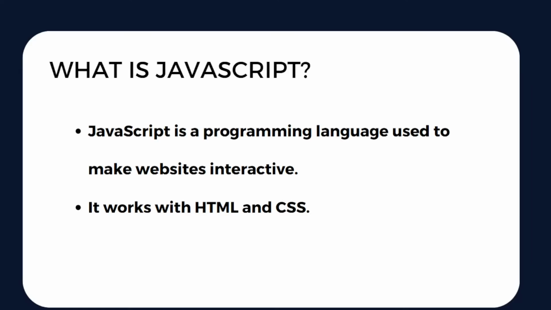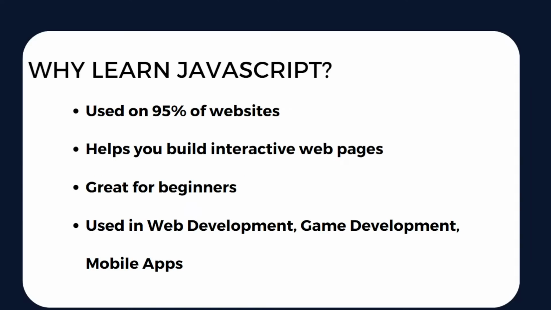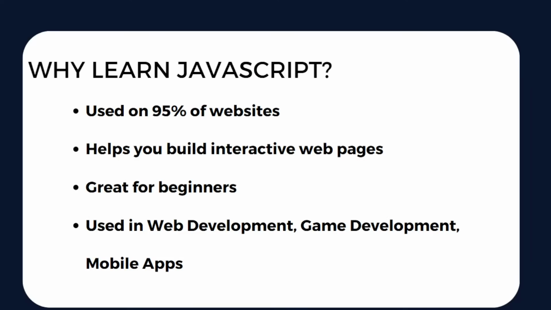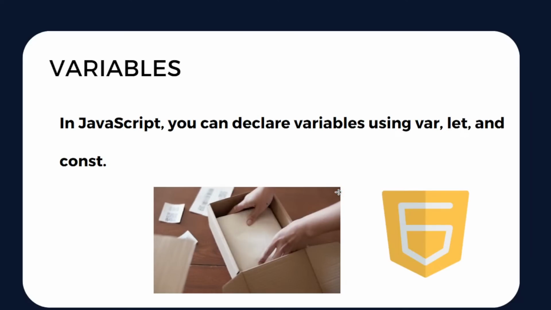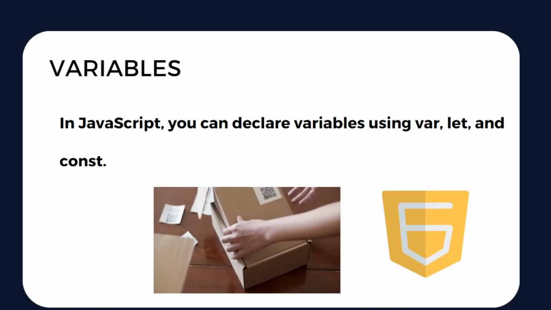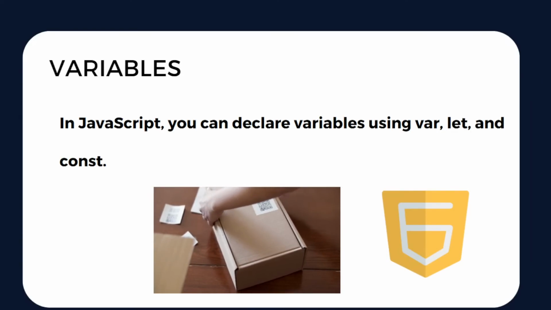Now I understand what is JavaScript. JavaScript is a programming language, basically the same as Python, and it is mostly used in web development. Now we are going to see what is a variable in JavaScript. The same as we learned in Python, what is a variable.